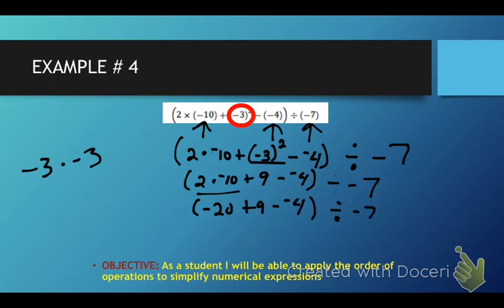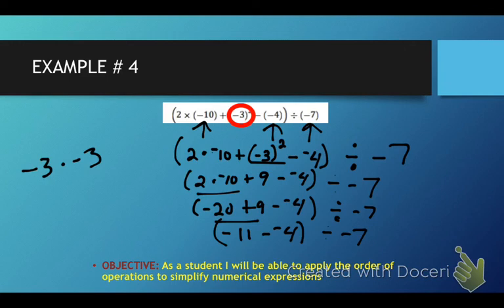Negative 20 plus 9 would be next because we have adding and subtracting. We're going to work from left to right inside our parentheses. Negative 20 plus 9, a bill of 20, an allowance of 9. That gives us negative 11 minus a minus 4 divided by negative 7.